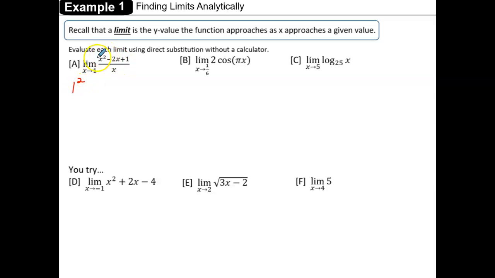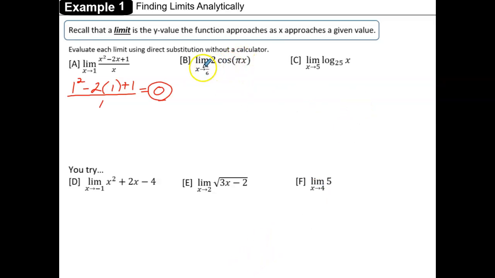So instead of x squared, we'll have 1 squared. Then minus 2x is 2 times 1 plus 1, that's in the numerator. And then in the denominator, instead of x, we put a 1. Then 1 squared plus 1 is 2, minus 2 times 1 is 0, and 0 divided by 1 is 0. So the limit for example A is equal to 0.